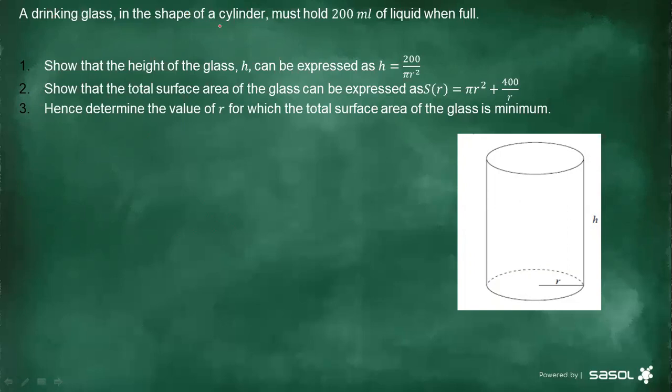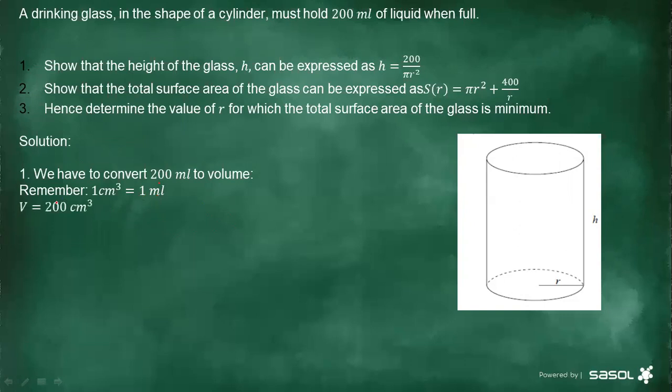A drink glass is shaped like a cylinder and must hold 200 milliliters of liquid when full. Show that the height of the glass h can be expressed as this one. Now remember, we are given 200 milliliters, then we have to convert this to volume. We know that 1 cubic centimeter equals 1 milliliter. Therefore, the volume is 200 cubic centimeters. Then you write the formula, substitute the values, and make h the subject of the formula. That's going to give us 200 over pi r squared.